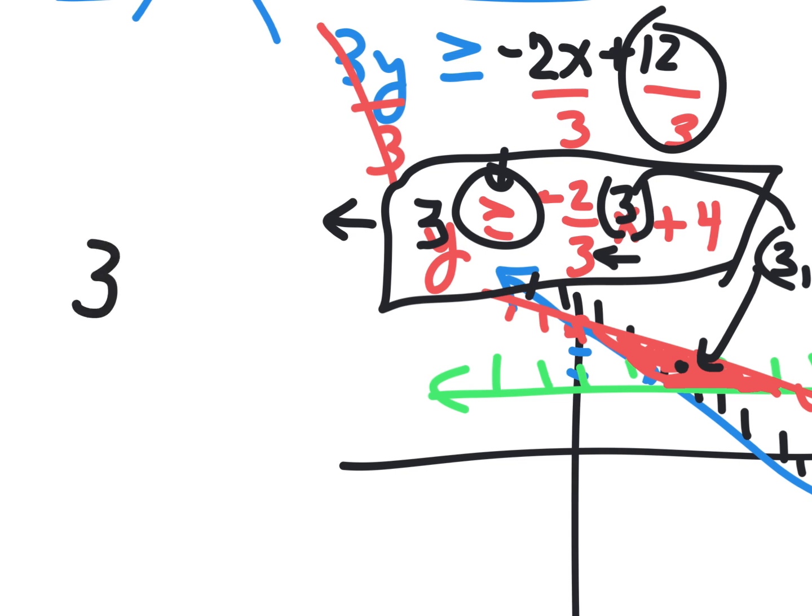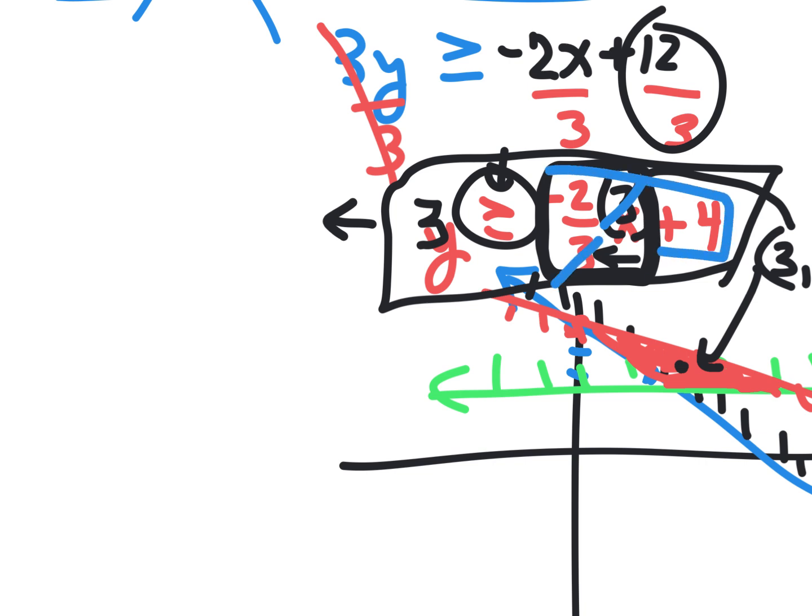It says 3 is greater than or equal to this part right here. When those 3's cancel, this 3 and this 3 cancel out. Now I got -2 plus 4. What's -2 plus 4? It's 2. Is 3 really greater than or equal to 2?